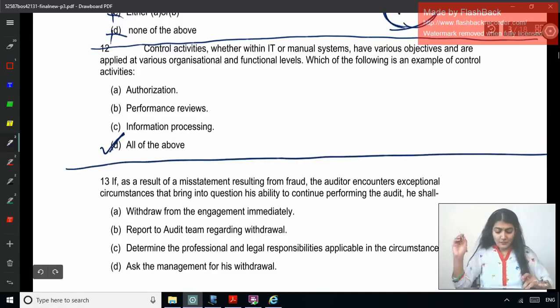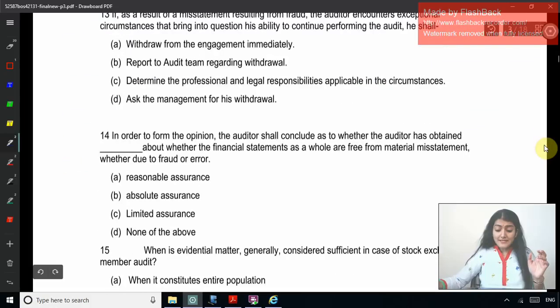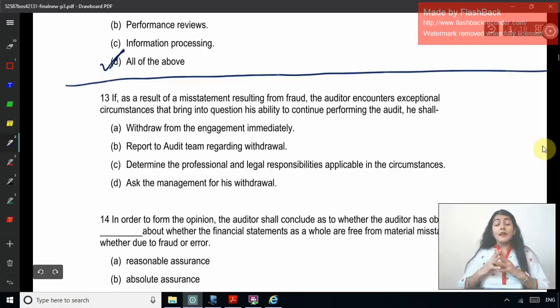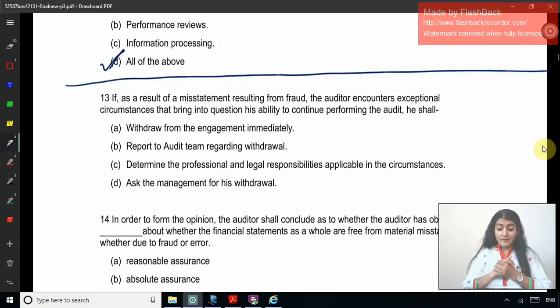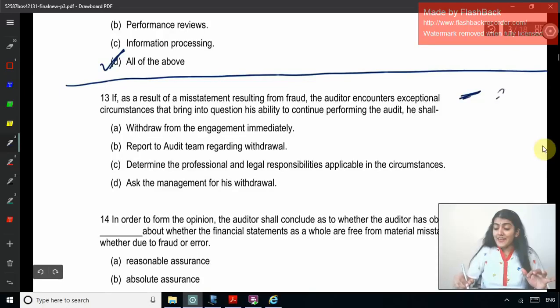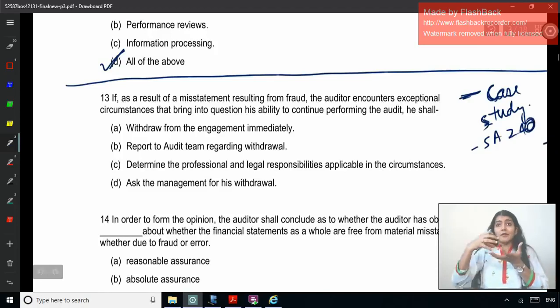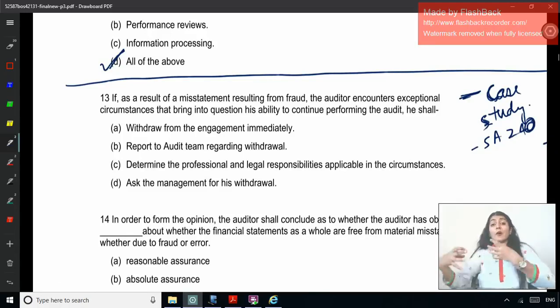Next one. If as a result of the misstatement resulting from fraud, the auditor encounters exceptional circumstances that bring into question his ability to continue performing the audit. This is what we write towards the end of our case studies for SA 240. After you finish this video, go back to the case studies of SA 240 in whichever book you are studying from, and you will find this sentence given over there.